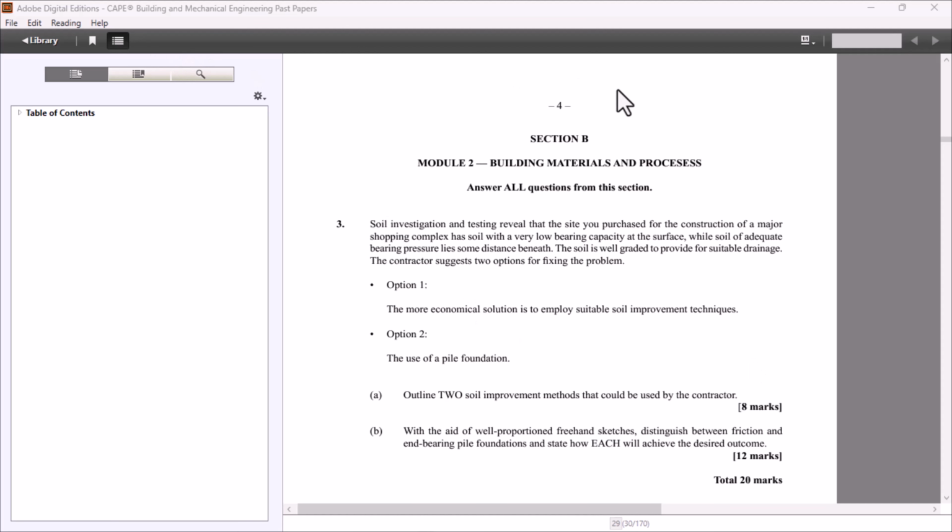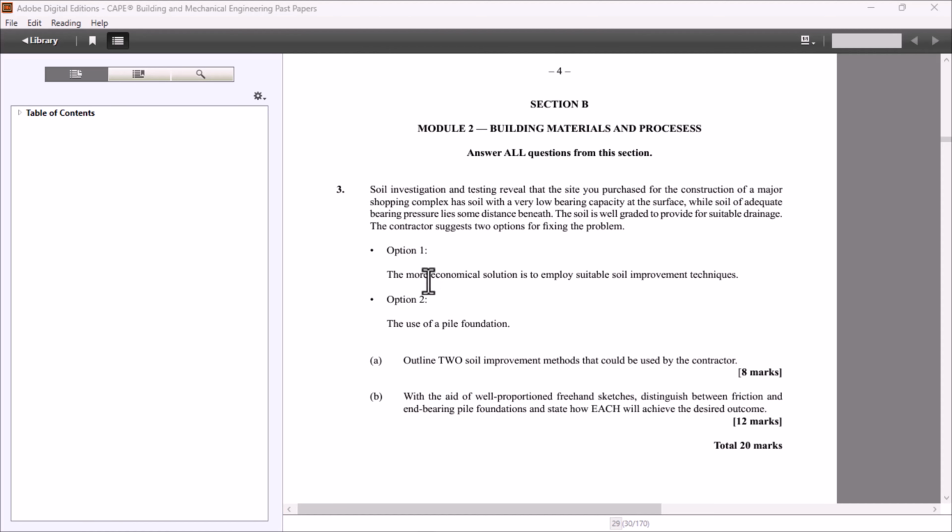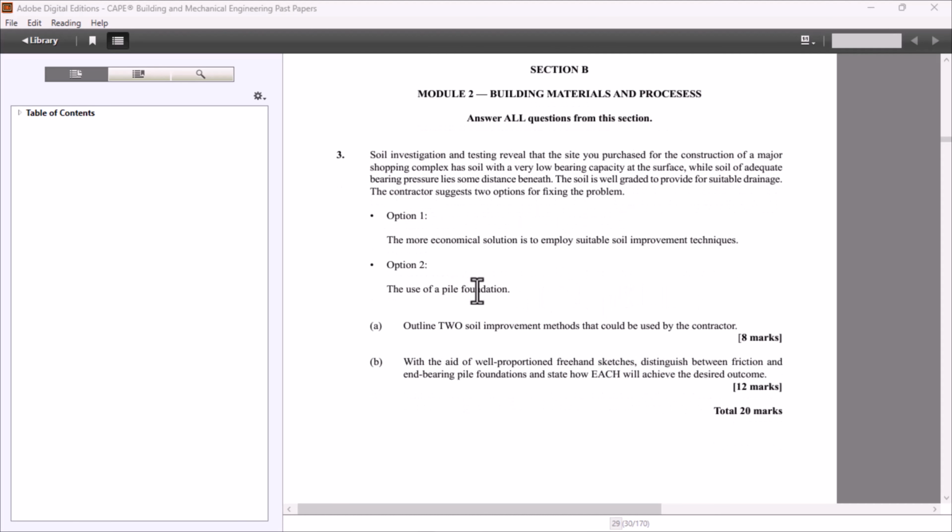Now in this video, we're going to look at how we go about completing this BMED Unit 2 past paper question. This is for BMED Unit 2 option B, which is building. The question says, soil investigation and testing revealed that the site you purchased for the construction of a major shopping complex has soil with a very low bearing capacity at the surface, while soil of adequate bearing pressure lies some distance beneath. The soil is well graded to provide for suitable drainage. The contractor suggests two options for fixing the problem. Option 1, which is the more economical solution, is to employ suitable soil improvement techniques. Option 2 is the use of a pile foundation.